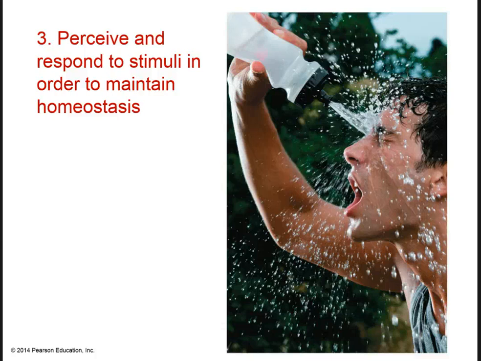Living things perceive and respond to stimuli in order to maintain homeostasis. Homeostasis refers to keeping internal conditions constant. In this picture, a man is using water to cool off when hot. Temperature and blood pH are 2 examples of internal conditions that must be kept constant.